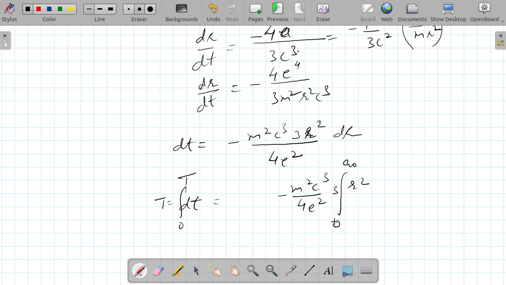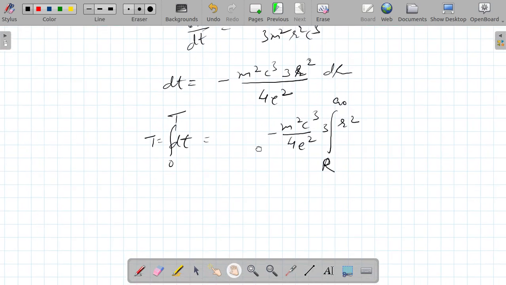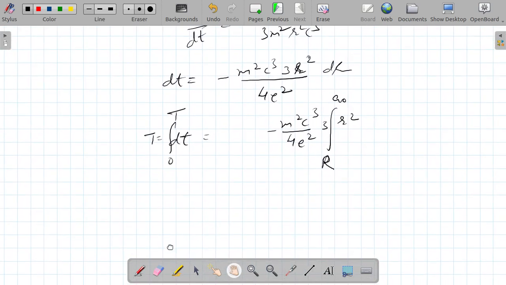And here, if I talk in terms of r, then that means it is moving from a distance capital R to a naught, and a naught is the Bohr radius. Then this integral limit will change, means I have to integrate this from R to a naught for r, and this is from 0 to T.